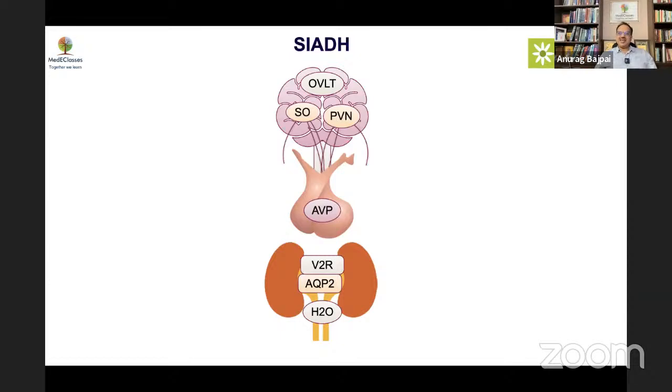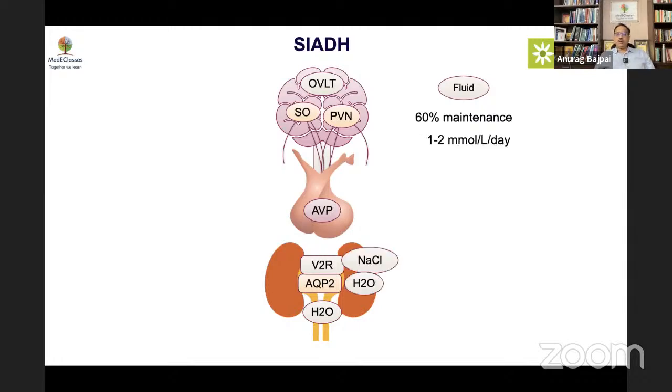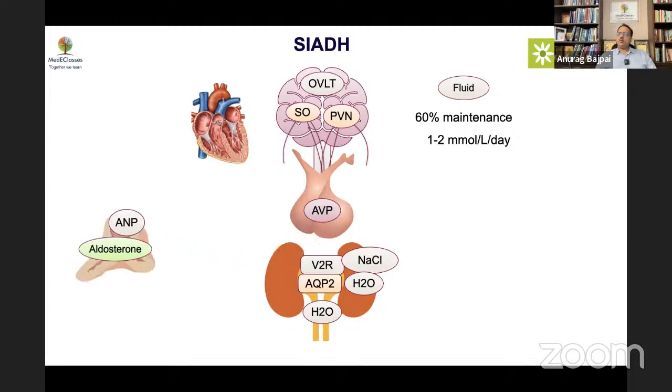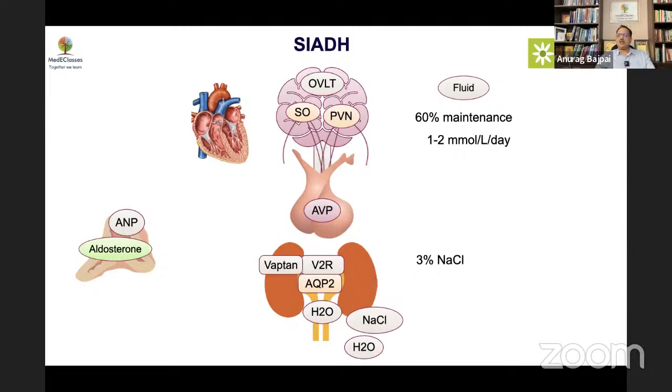A word about SIADH. Now, the problem here is that your fluid should be restricted, 60% of maintenance, with sodium 1 to 2 millimoles per liter per day. If you give sodium chloride, you will actually lose the water in that regard because ANP is high, aldosterone is low. So sodium chloride is not going to be a solution. If you want to give something, give 3% saline, which actually causes an osmolar diuresis. So that's why we use plain NS. 0.9% is not going to make any benefit in that scenario.